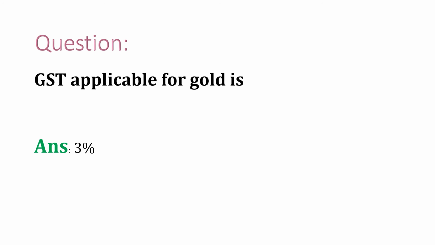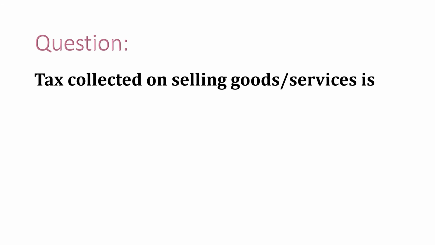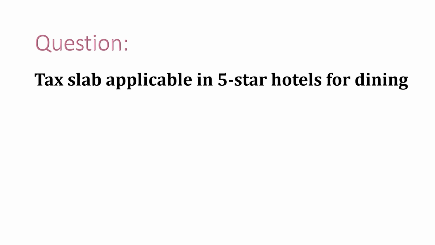The next question. Tax collected on selling goods or services is what? The answer is output tax. If you want to go to a 5-star hotel for dining, how much tax should you be paying? In which tax slab would you fall into? The answer is 28%.